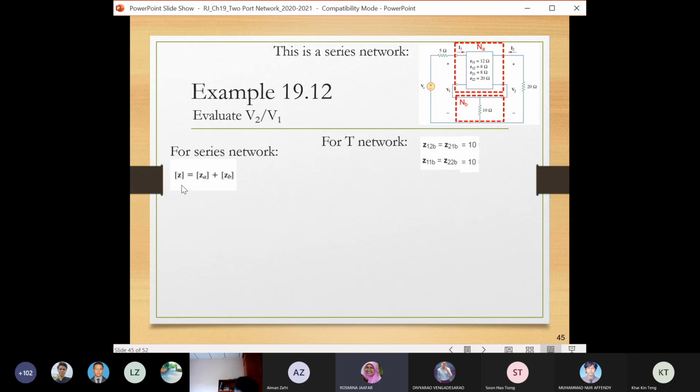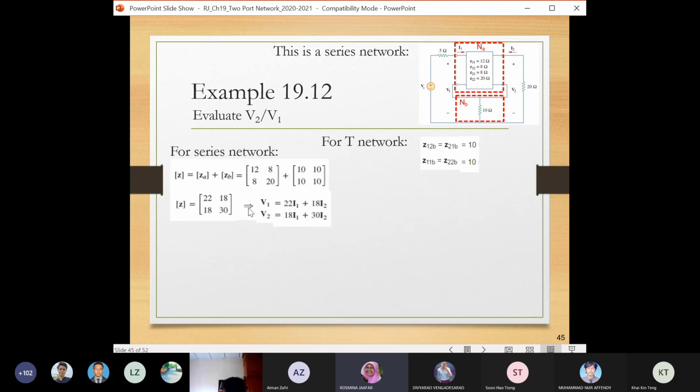Okay, for a series network, Z equals ZA plus ZB. So you have two matrices, matrix NA and matrix NB. Because all entries in network B are 10, you can total up the two sub-network Z parameter values, ZA and ZB. That gives you 12 plus 10 is 22, 8 plus 10 is 18, 8 plus 10 is 18 also, and 20 plus 10 is 30. So the overall Z parameters for this system are 22, 18, 18, and 30.